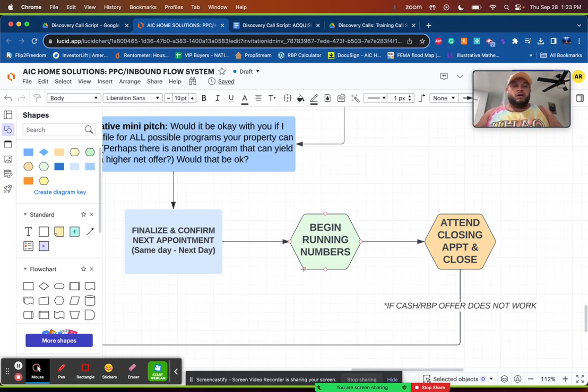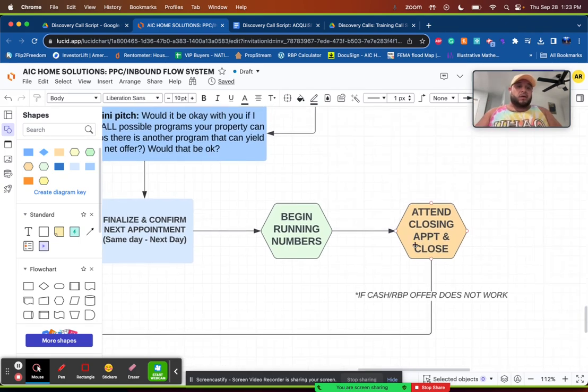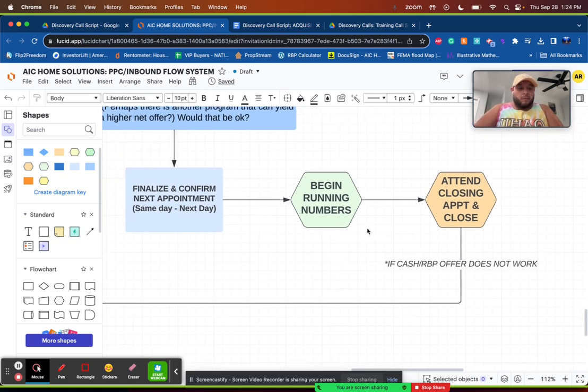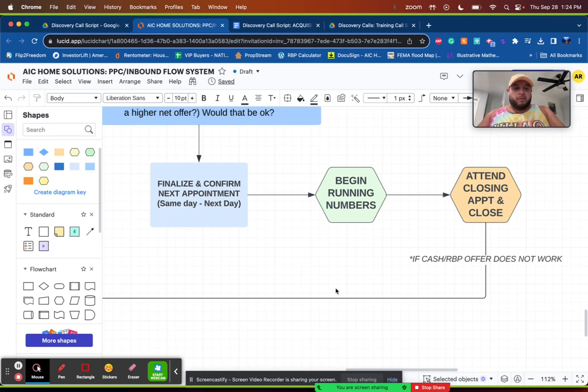software is dictating that we're in the money or near the money, then we want to make sure that we do move forward, begin running numbers, and attend the closing appointment for us to make that close the same exact day. And then if the pictures are pending, obviously you're making that close contingent upon the condition of the home being as said by the seller, and then being confirmed by the photos.